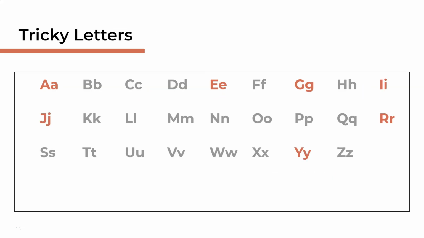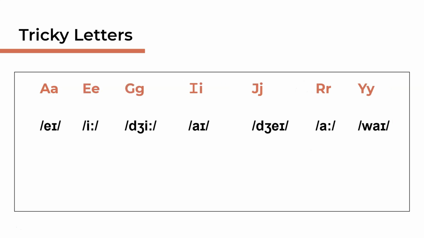But of course there are more letters that can be tricky. Here are some more in orange: A, E, G, I, J, R, Y. Let's have a look at them again, this time with the phonemic transcript. A, E, G, I, J, R, Y.